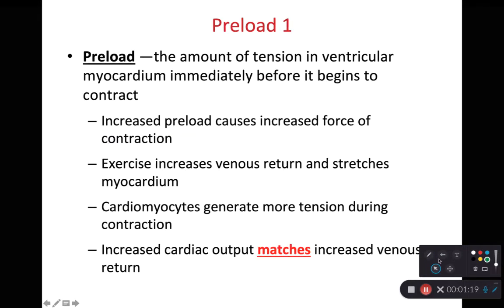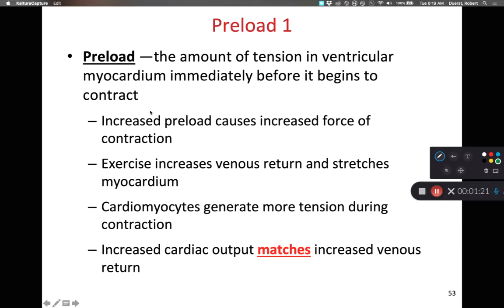So as we look at preload, preload is formally defined as a tension. And I remember as a student, oh, this made my head hurt. Preload is not end diastolic volume. It is distinctly different, but related to end diastolic volume. Specifically, end diastolic volume is a volume of blood in the ventricle when the ventricle is done relaxing.